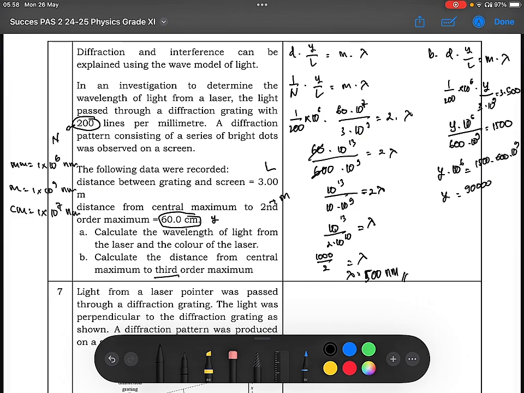One, two, three, four. Okay. 1, 2, 3, 4, 5. 5 plus 3 is 8. 8 nanometer or centimeter. The answer is 90 centimeter.